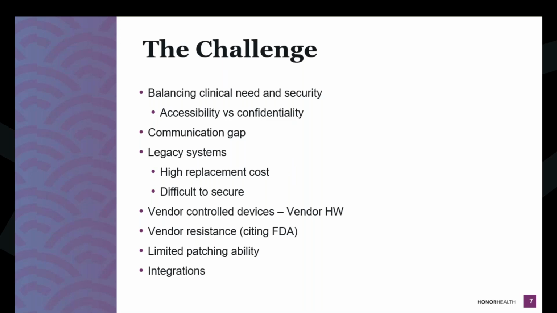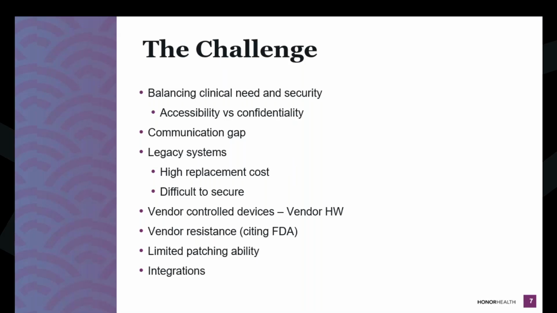Legacy systems. So we know in healthcare, we have systems, like I said earlier, that are old legacy systems with outdated operating systems. Some are running XP, some are running Windows 7. Impossible to secure unless we're applying mitigating controls because we can't patch these systems. Now the question comes up, why don't we just replace them?